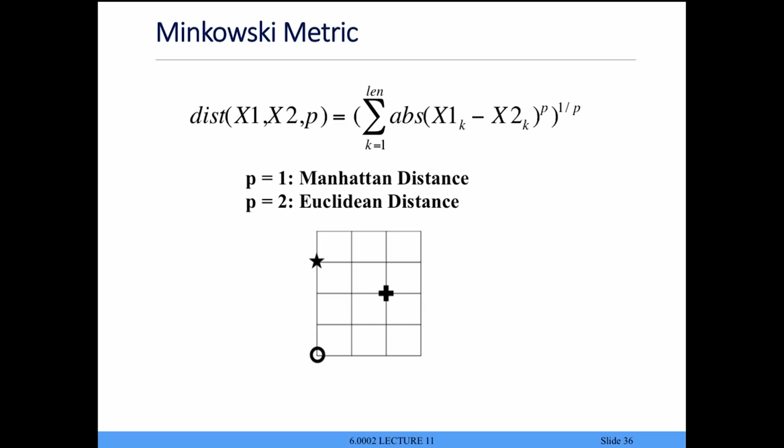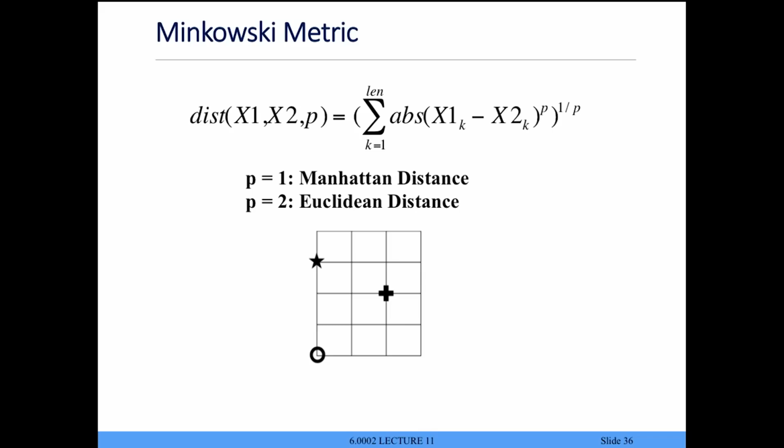Here we're going to use something called the Minkowski metric, or the Minkowski difference. Given 2 vectors and a power p, we basically take the absolute value of the difference between each of the components of the vector, raise it to the pth power, take the sum, and take the pth root of that. So let's do the two obvious examples.